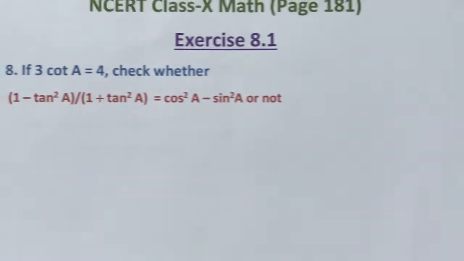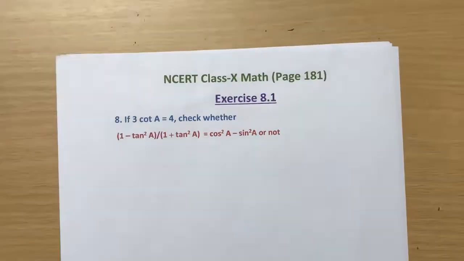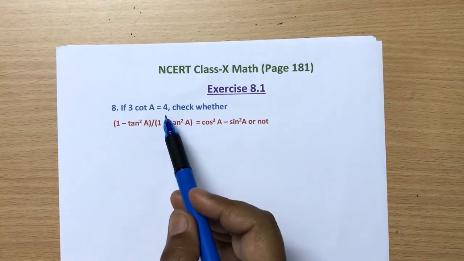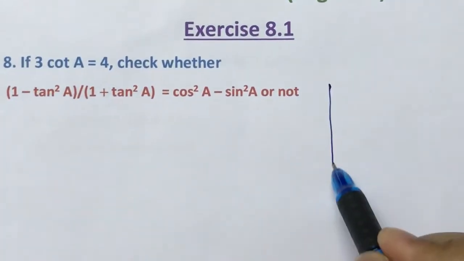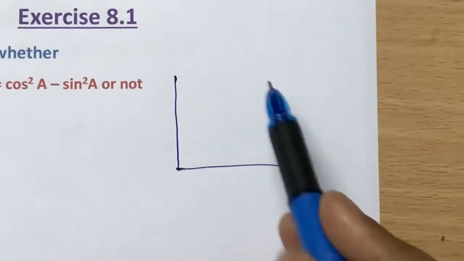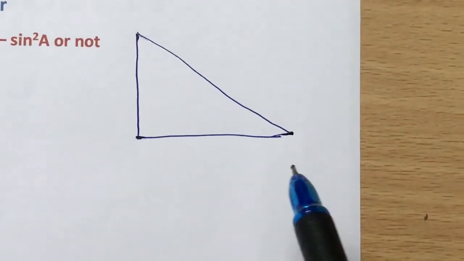Now we go to question number 8. In question number 8, you have, if 3 cot A is equal to 4, check whether this. Same type. See, don't get puzzled on seeing this type of question. It is the easiest one can have.